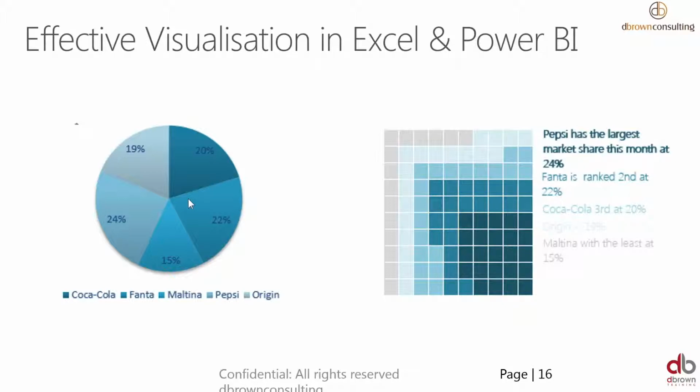So I'm going to rush through how you do that. I'm going to rush through it in 5 minutes. Obviously, it may take you a bit longer. So how do you create this kind of chart in Excel that automates it? Now you can see that I've written some statements at the top. Pepsi has the largest market share this month at 24%. Fanta is ranked second at 22%, Coca-Cola third at 20%, Origin 19%, and Maltina with the least at 15%. This is clear and a better presentation than this, right? And so what we'll do now is let's see how we can easily, I'll give you the framework for how you build this yourself on Excel.